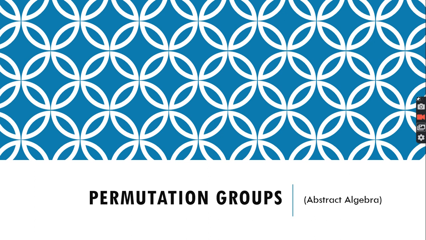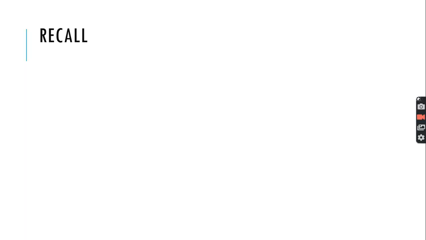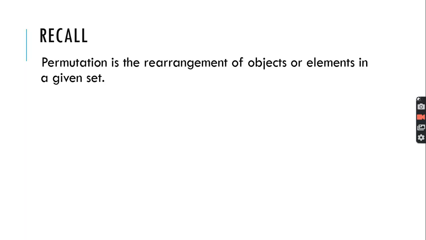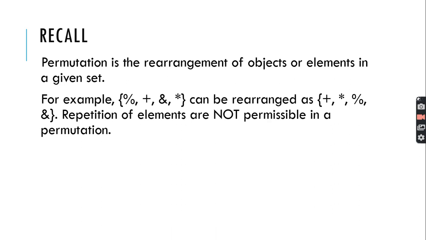Hello everyone. In this video, I'm going to discuss with you permutation groups in abstract algebra. Let us have a recall. Permutation is the rearrangement of objects or elements in a given set. For example, the set of percent, plus, ampersand, asterisk can be rearranged as the set of plus, asterisk, percent, ampersand. Repetition of elements is not permissible in a permutation.